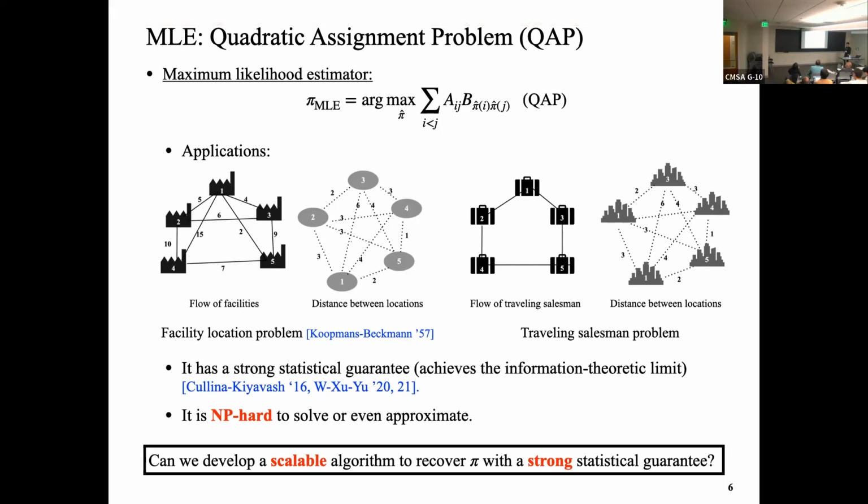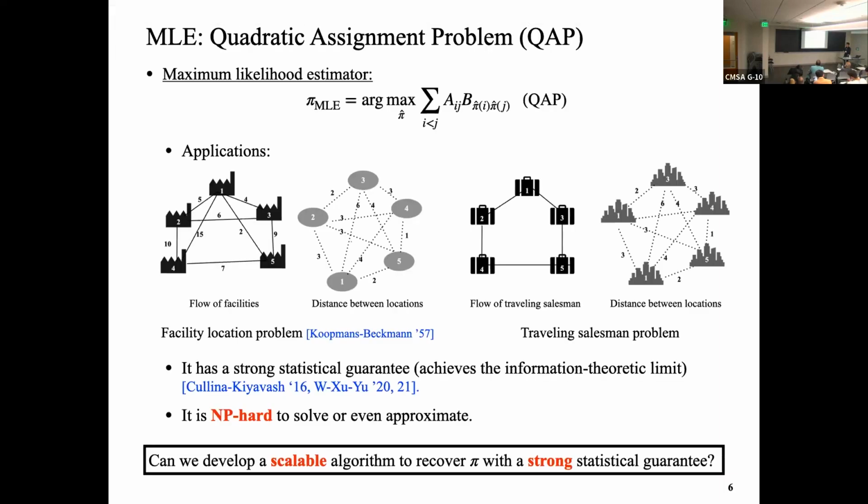So, but dealing with the average case, maybe there is hope of computing something approximately, like QAP, that still works well and enjoys the same strong statistical guarantees, right? So that's roughly the high level goal. Okay, so let me discuss moving away from these computationally intractable methods to those that are more tractable.